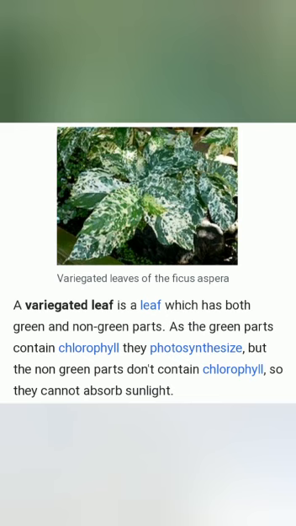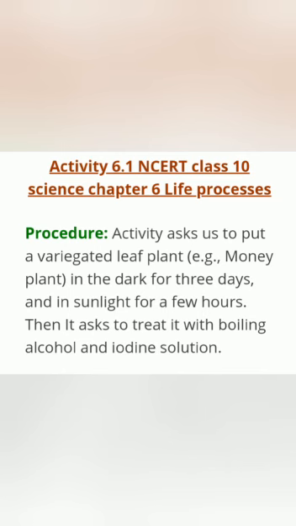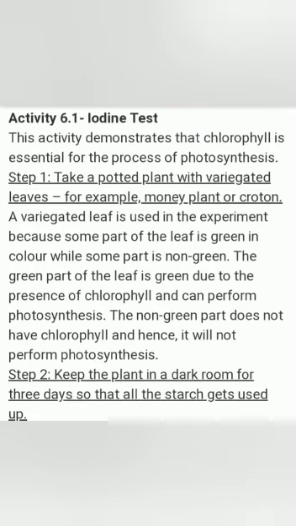So what is the first step? Take a potted plant with variegated leaves, for example, money plant. The green part of the plant is green due to the presence of chlorophyll, and this part can perform photosynthesis. But the non-green part, which is devoid of chlorophyll, this part may be yellow or white, will not perform photosynthesis.